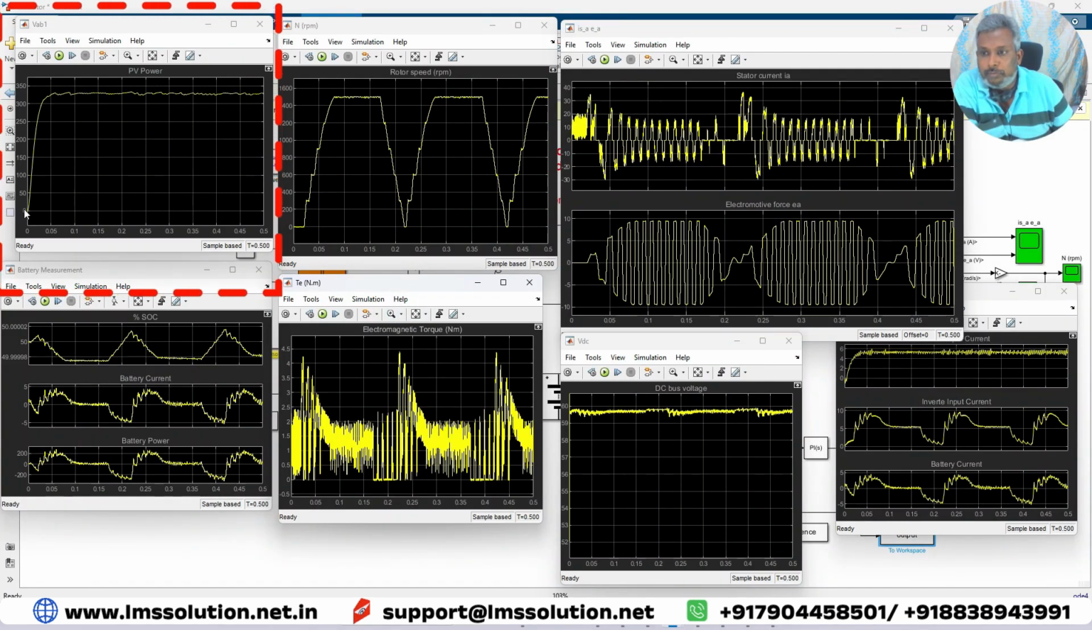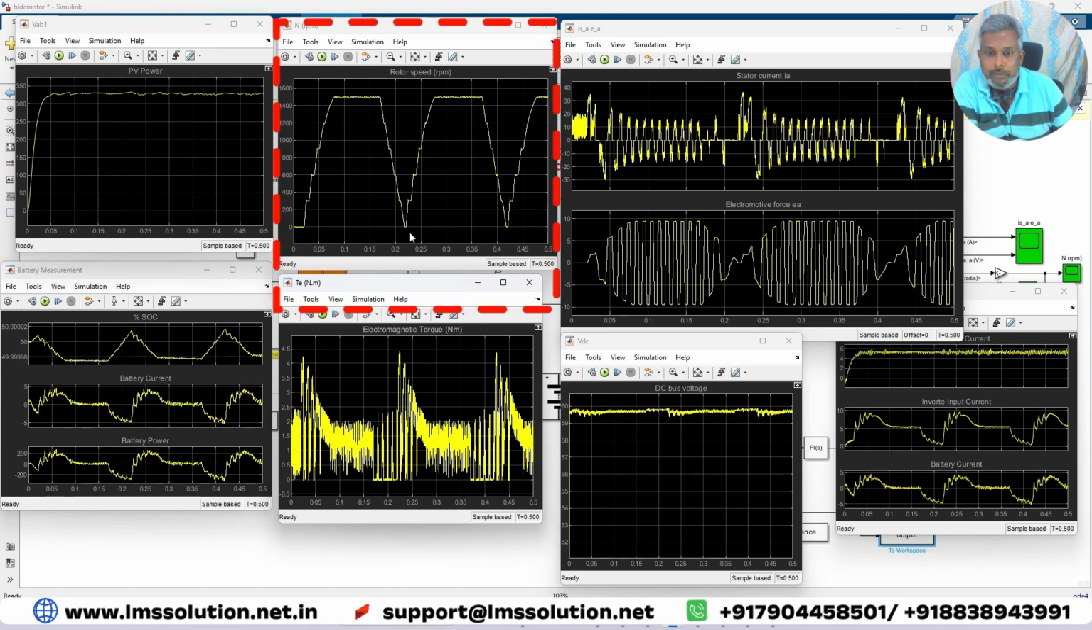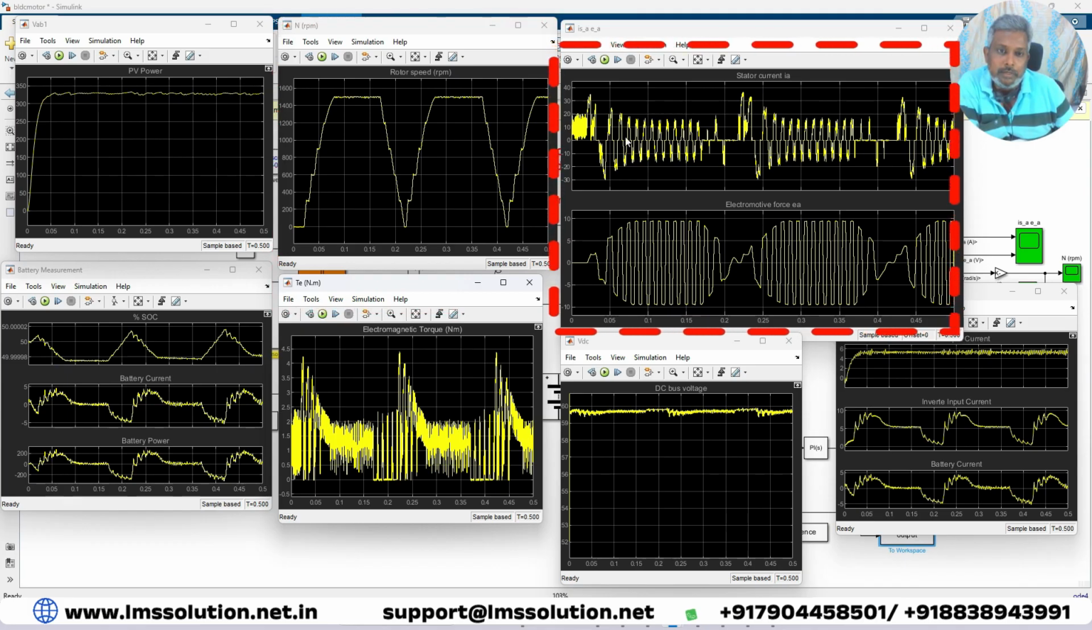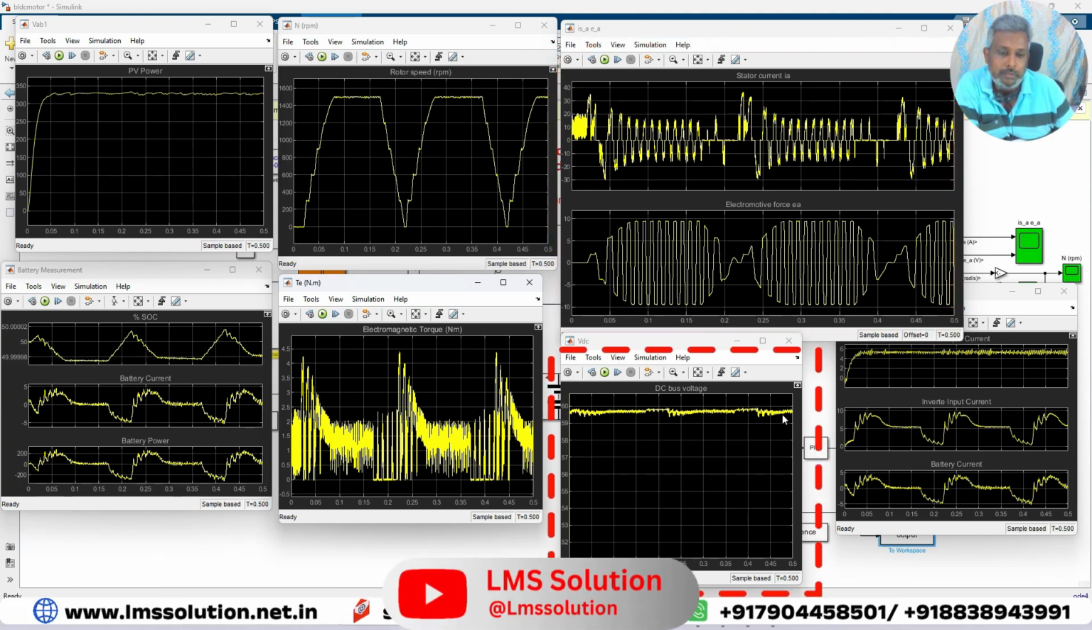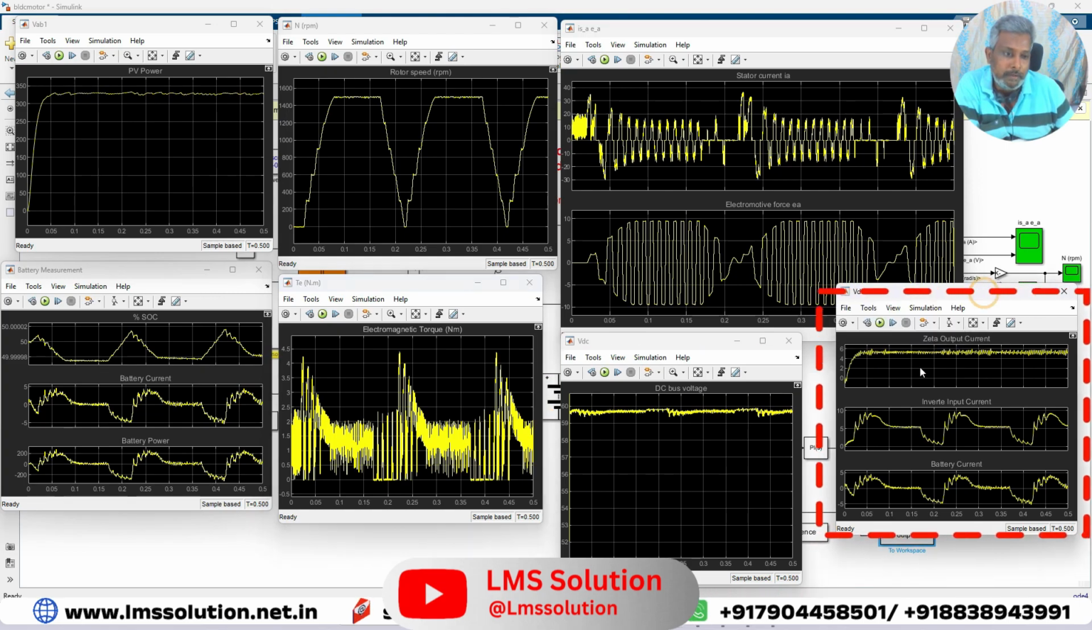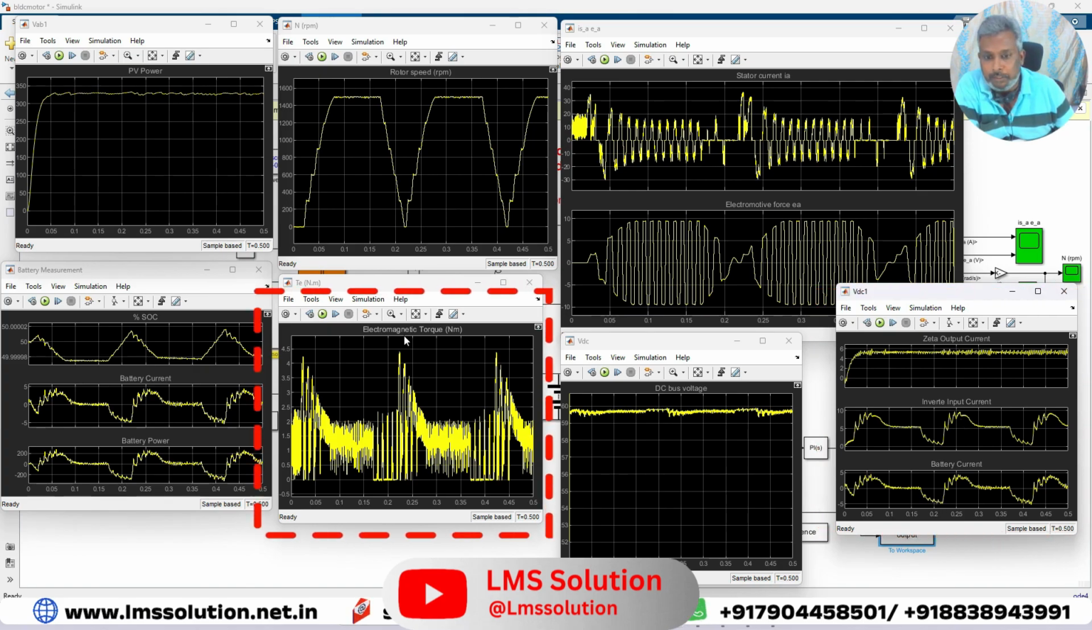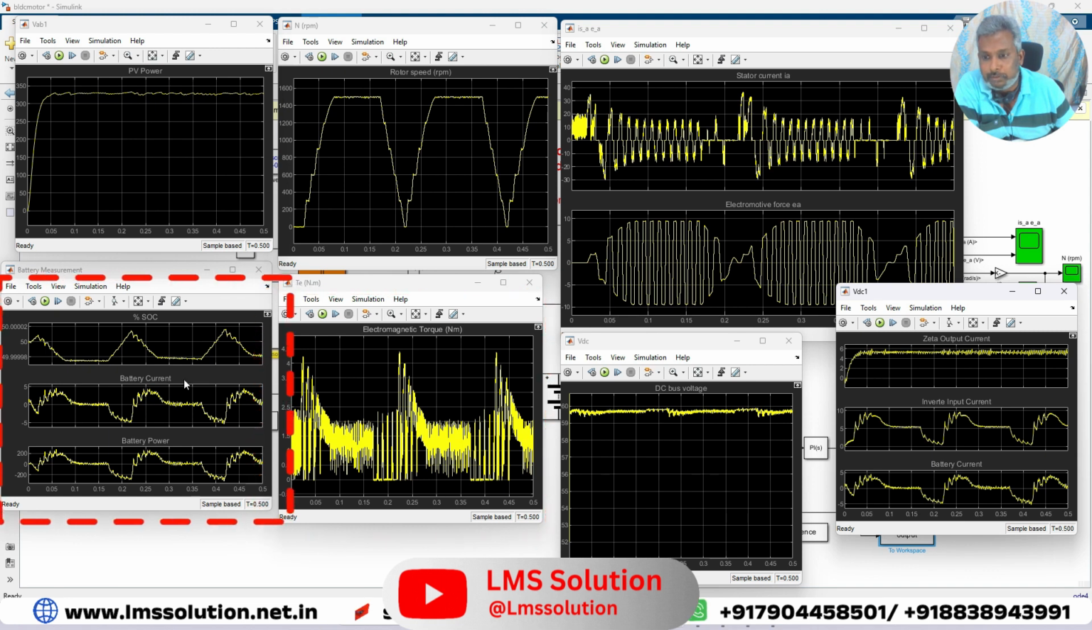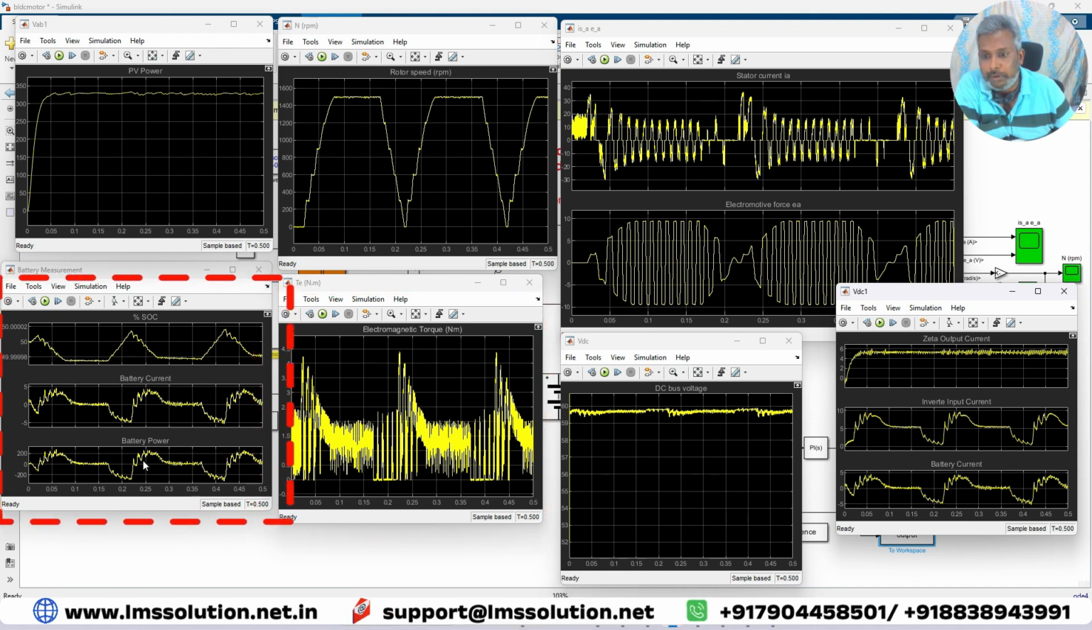Here you see the power from the PV, and this is the variation of speed of the EV motor for changing the reference command or throttle command. This is the stator current for varying speed conditions, and this is the electromotive force of the EV motor for varying speed command, and this is the DC bus voltage, and this is the output of the Zeta converter. This is the inverter input current, this is the battery current, and this is the electromagnetic torque. This is the SOC, battery current and battery power.